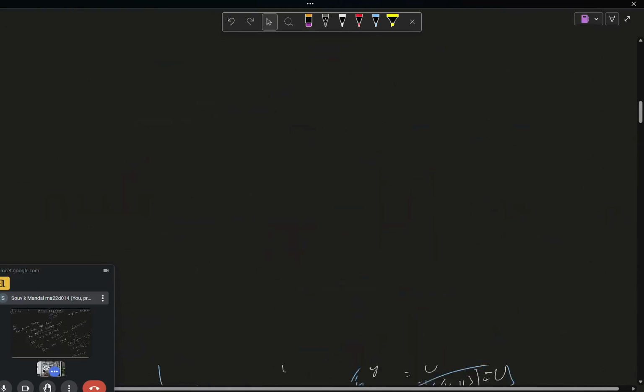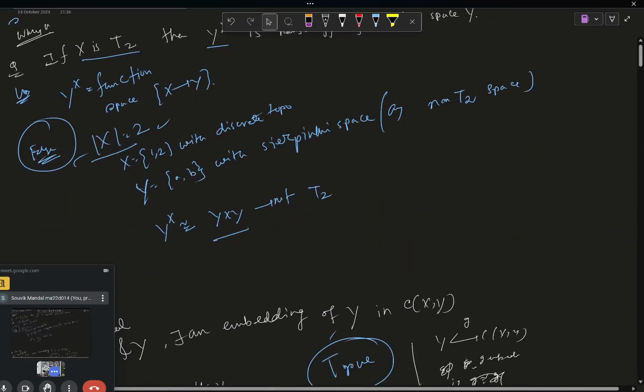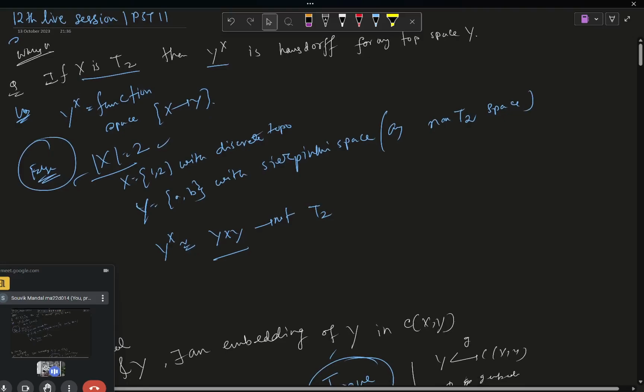Let's start. So the first problem is that X is a Hausdorff space. Then the question is, is Y to the power X a Hausdorff space or not? As we have indicated, let me repeat it again, it is not directly possible to say anything.